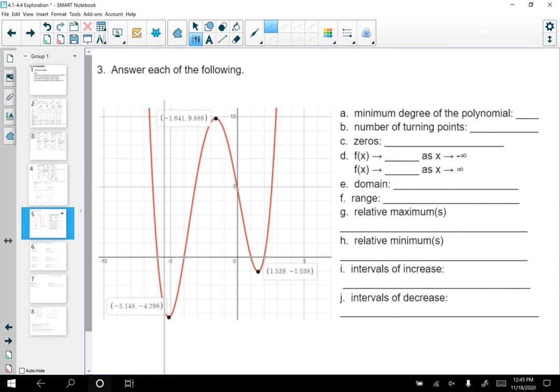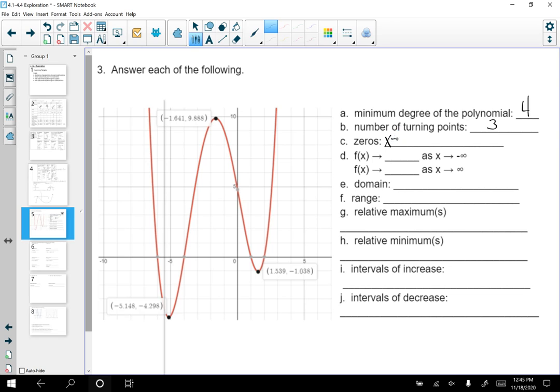That doesn't mean it has to touch, but simply change direction at that point. Okay, so now we're given this graph here, and we are told to answer each of the following a through j. So what's the minimum degree of this polynomial? We know we can find the degree from how many x-intercepts there are, and we see 1, 2, 3, 4. So we know it's at least a 4th degree polynomial, which means we have 1, 2, 3 turning points, right? The turning points are always going to be one less than the degree.